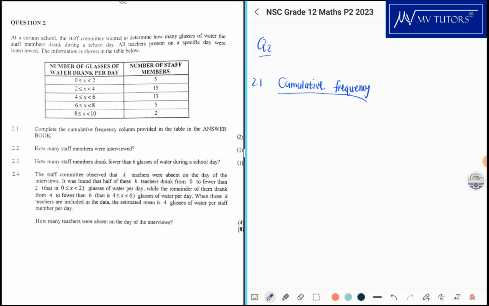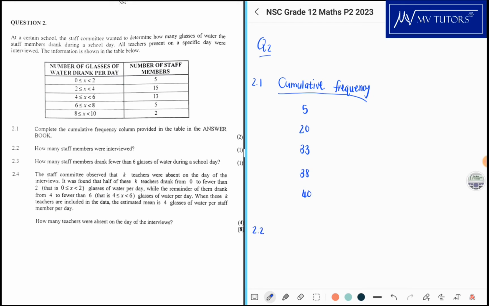All right, so we have 5 initially, and if we add 15, we get to 20. Then we add 13, we get to 33. Adding 5 gives us 38, and adding 2 gives us 40. Okay, so this is what you would put.